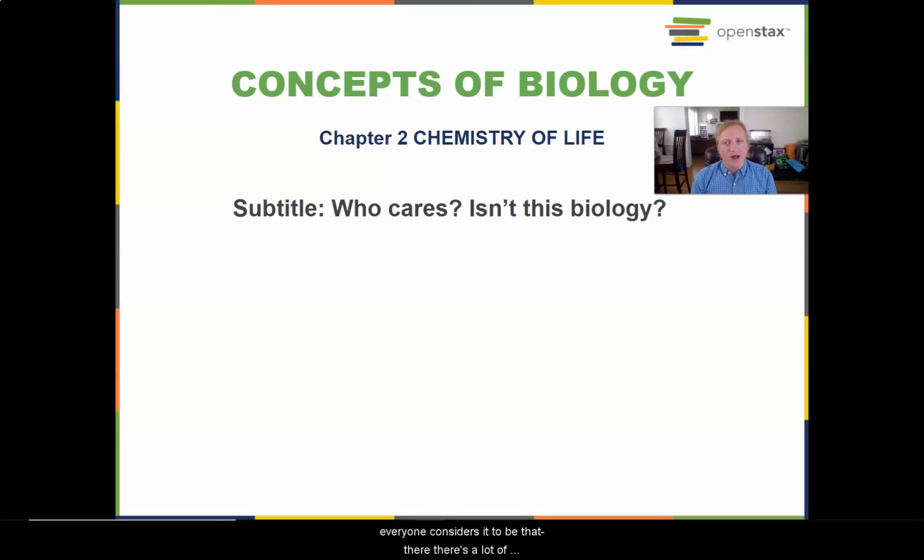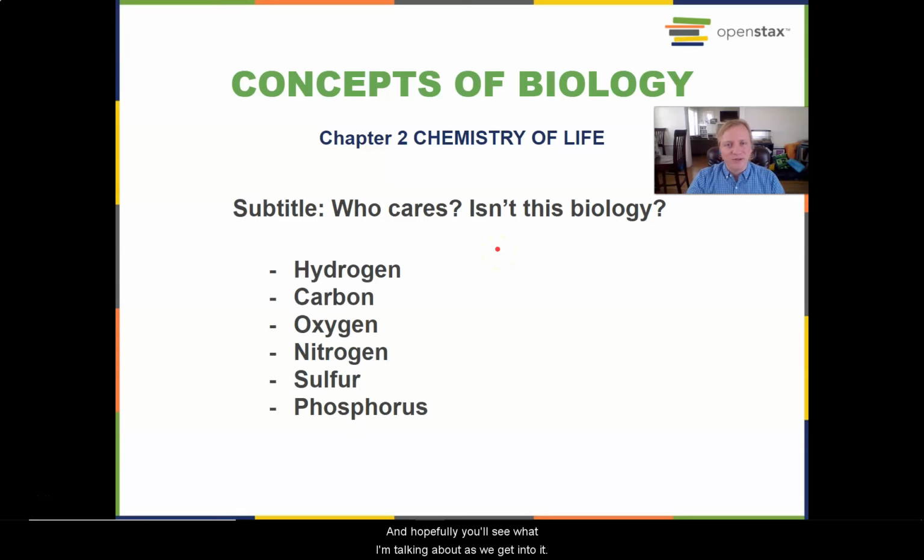Certainly, not everyone considers it to be that. There's a lot of ecologists, I think, that would take exception to that. But to really understand how a lot of the processes that we're going to be talking about work, we need to be able to understand their chemical underpinnings. So the reason we care about chemistry is because it's important for us to understand how a lot of these biological processes work. And hopefully you'll see what I'm talking about as we get into it.